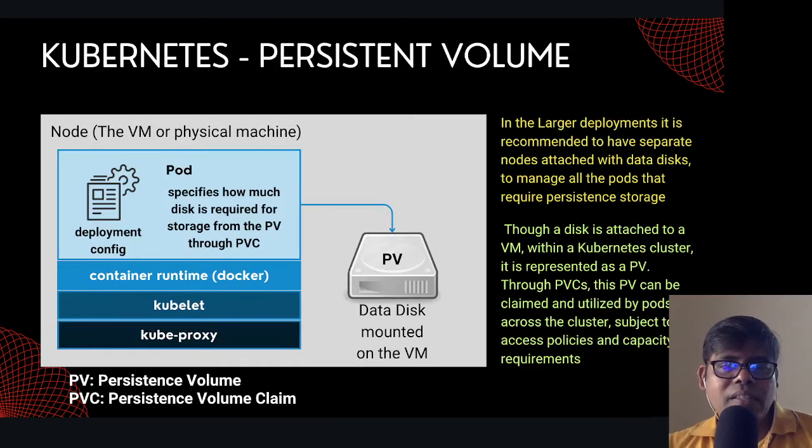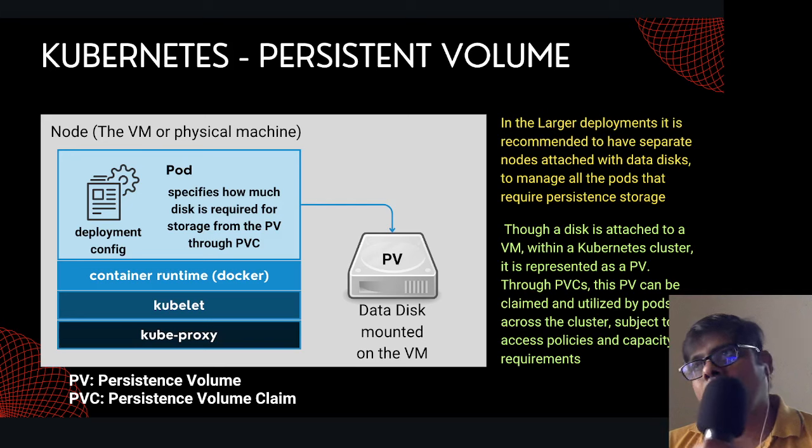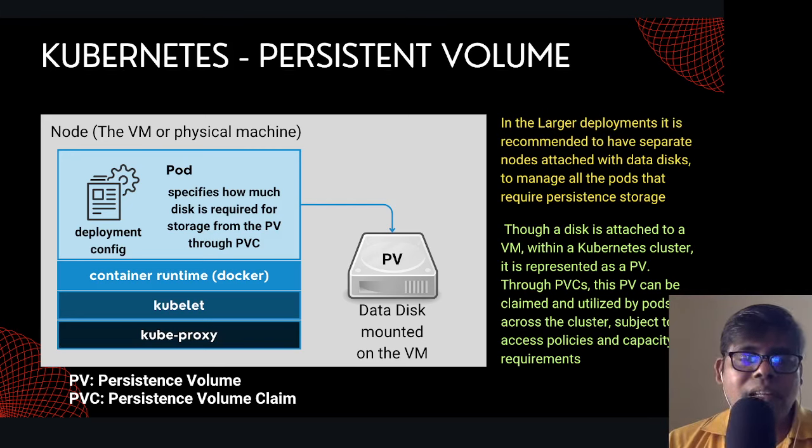For that, there is a concept called persistent volume. So in general deployment scenarios, we will attach a data disk to the VM in the cluster. In local development scenarios, you can use any folder path. Okay, so how are PV and PVC, persistent volume and persistent volume claim, how can we understand these things?